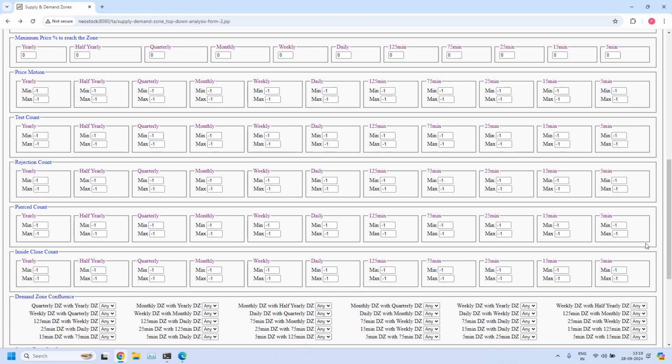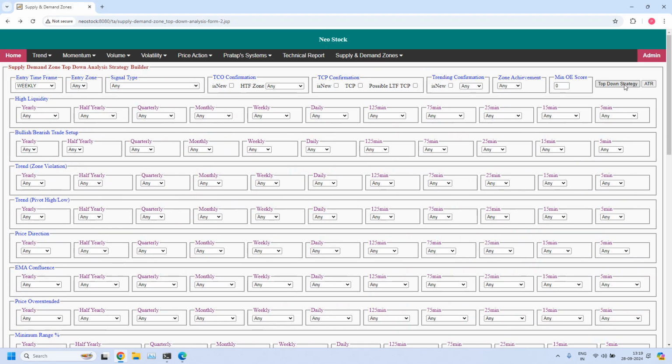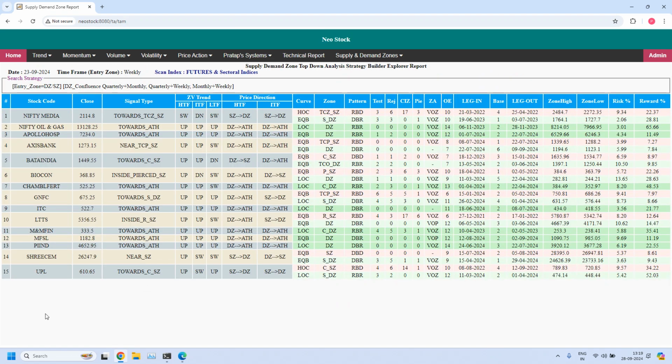Let's verify. So in the demand zone confluence, first filter is a weekly demand zone with monthly demand zone confluence, and also weekly demand zone with quarterly demand zone confluence, and also monthly demand zone with quarterly demand zone confluence. All the 3. That is LTF, ITF, HTF demand zone confluence. 15 such kind of stocks we identified. 15 stocks.